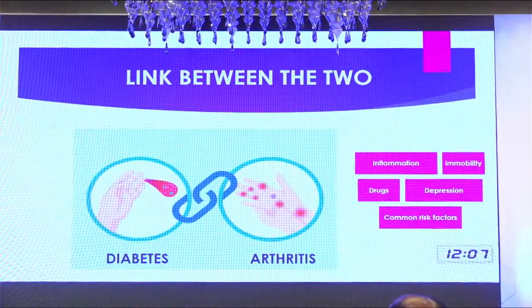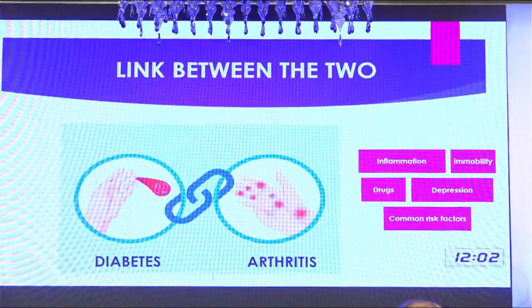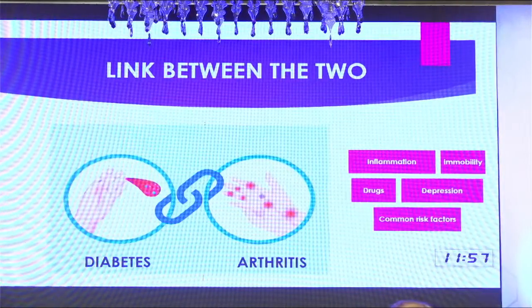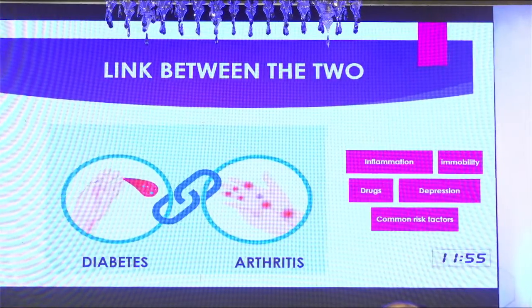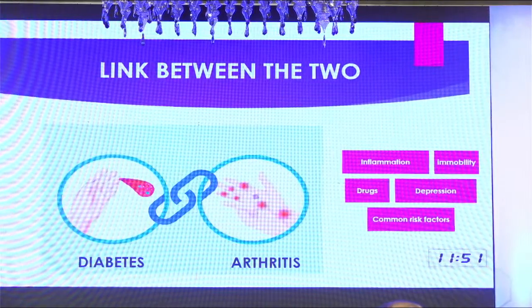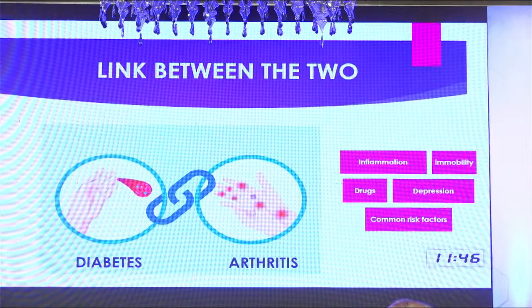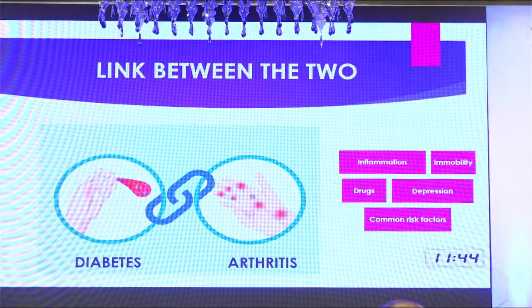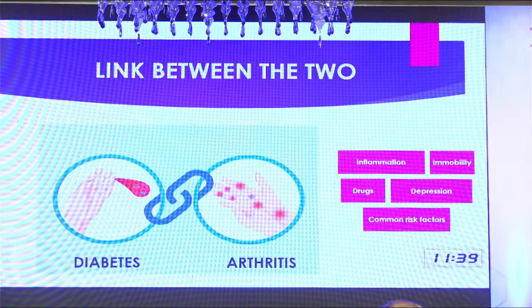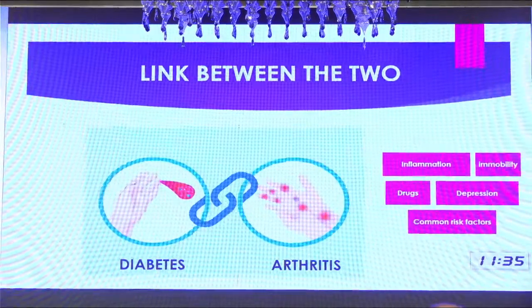So the link between the two diseases is very strong, and the basis for this link is not only inflammation, but the immobility, which is a characteristic feature of acute rheumatoid arthritis, and even chronic rheumatoid arthritis, which prevents patients from mobility and thereby leads to obesity. Then there are drugs like glucocorticoids, which are used in rheumatoid arthritis to suppress the inflammation, which can cause diabetogenesis. Of course, depression is a common link between both diabetes and arthritis.